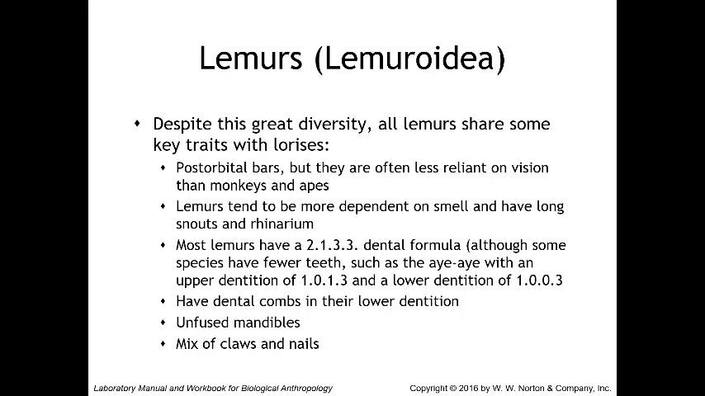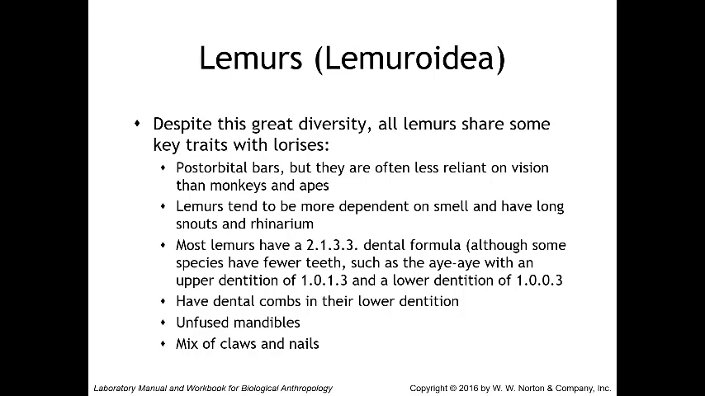So again, most lemurs and lorises have a 2133 dental formula. Specifically within the lemurs is the aye-aye. The aye-aye has an upper dentition of 1013 and a lower dentition of 1003. So this is something that I can ask, where I can specifically ask for the aye-aye, right? And say that they have a 1013 or 1003 dentition.